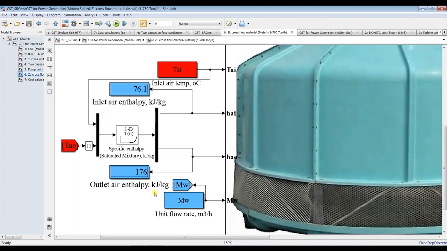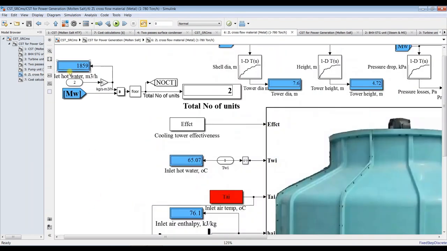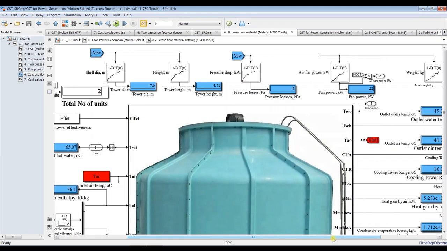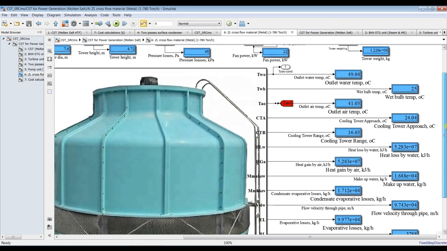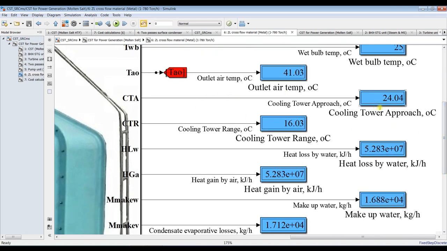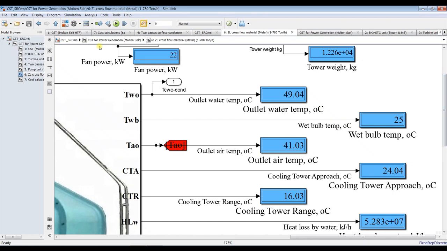And for the cooling tower, this is our load, in kilograms per second. So we are going to use two units of cooling tower. What is the diameter for one unit? Tower diameter, tower height, pressure losses, fan power, and tower weight. Outlet: this is the outlet cooling water temperature from the cooling tower, wet bulb temperature around 25, and we have outlet air temperature because this is a mechanical draft. Cooling approach, cooling range, heat losses, gain, air mass flow rate, and so on.